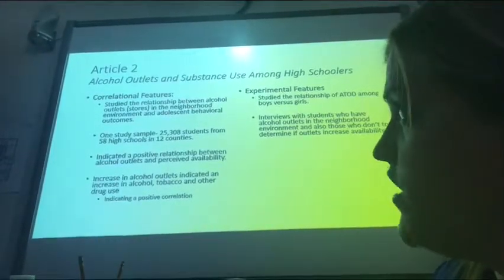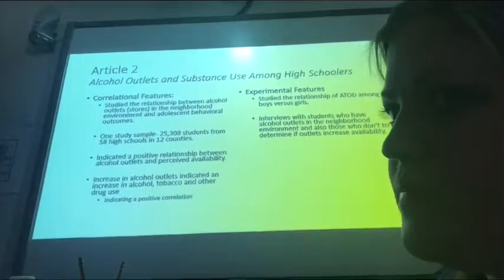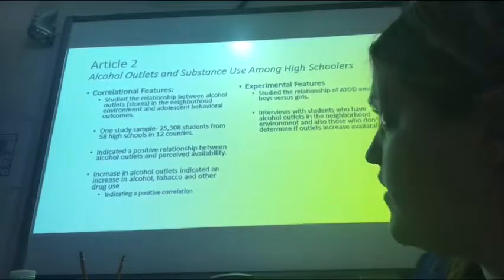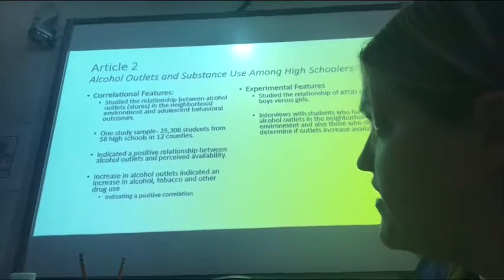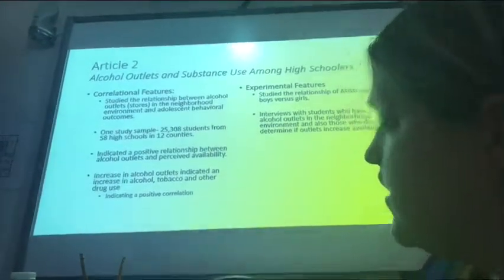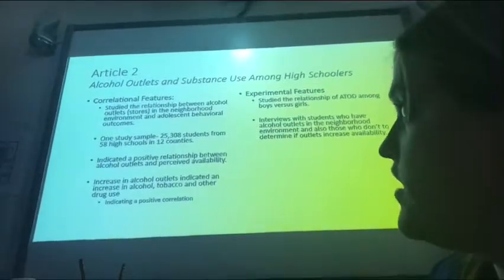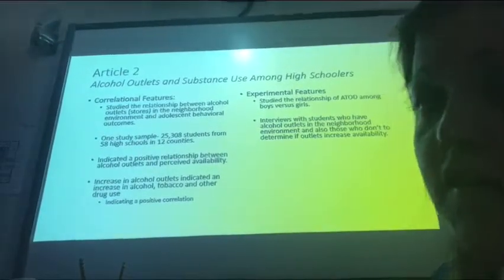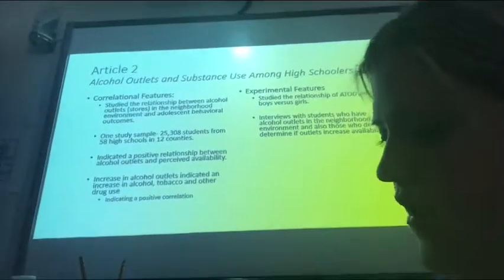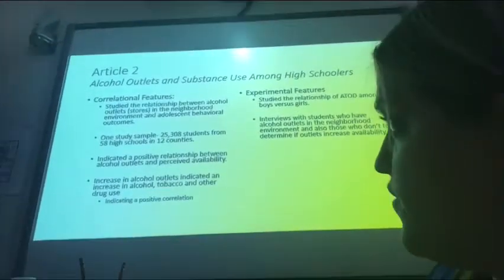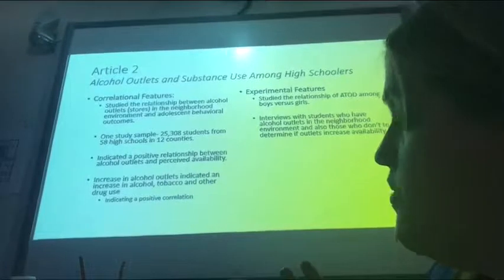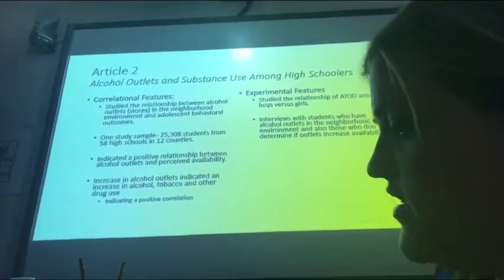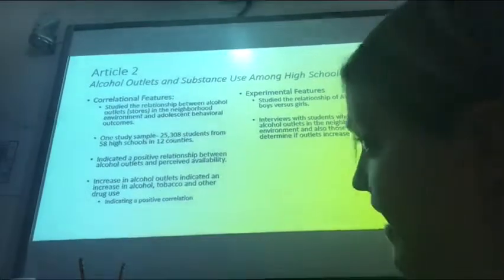So it was one study sample. That was another correlational feature, that it studied one group of people and not multiple groups of people. It studied 25,308 students from 58 high schools in 12 counties. It did indicate a positive correlation between alcohol outlets and perceived availability. So if you were to plot all the data from 25,000 students, the correlation would be a positive line, because the more outlets they had, the more perceived availability they had.